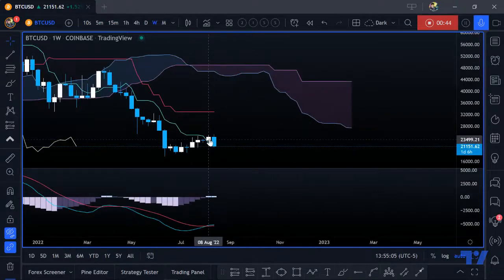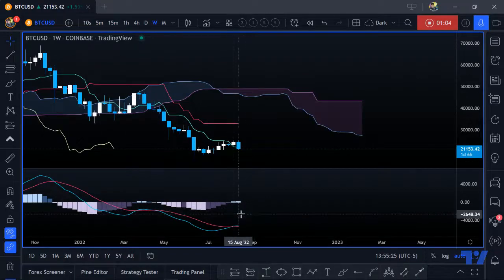And also you can see that this bearish weekly candle covered all of the previous candles. At least 3 weeks of price action were just covered by this weekly bearish candle.